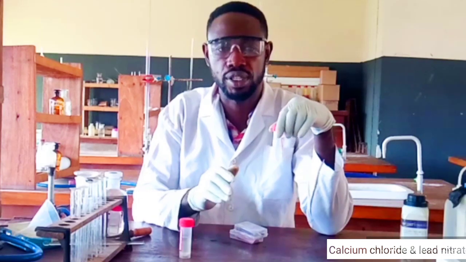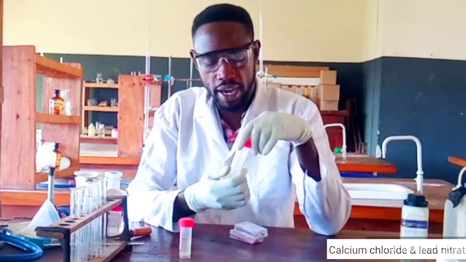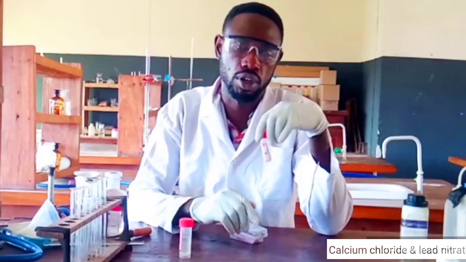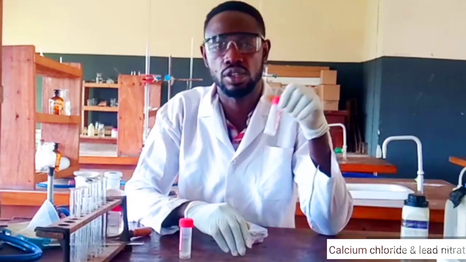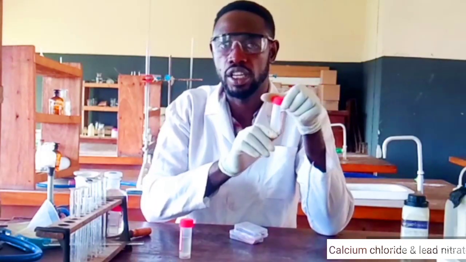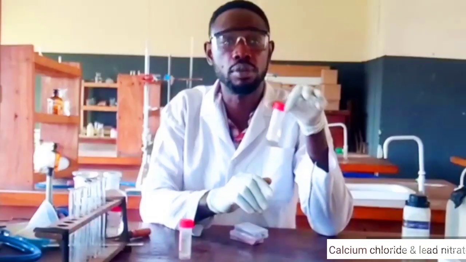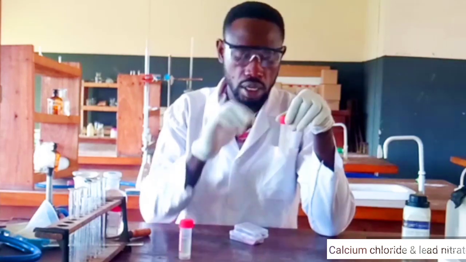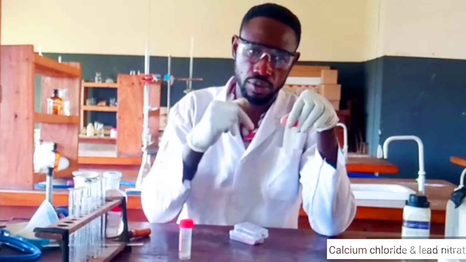So a salt of weak base and strong acid hydrolyzes in water to give an acidic solution. So from my analysis, it shows that lead 2 trioxonitrate 5 will have effect on litmus. It is going to turn blue litmus paper red because it's an acidic solution. Not that it's an acid, but it hydrolyzes to form acidic solution.